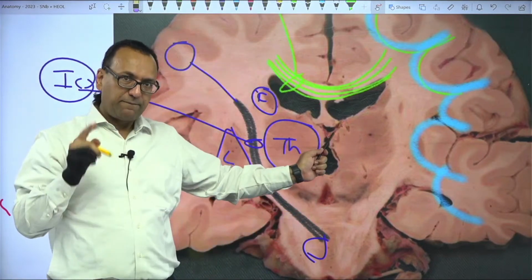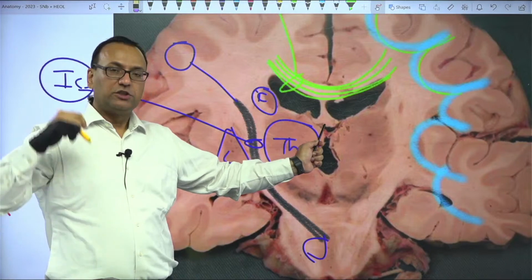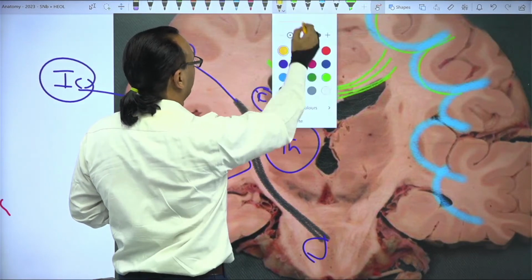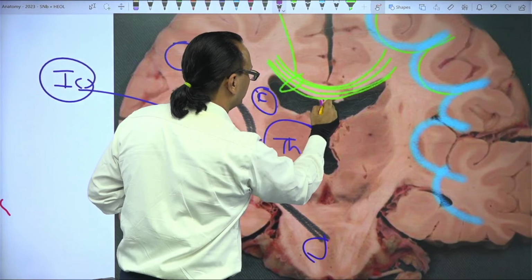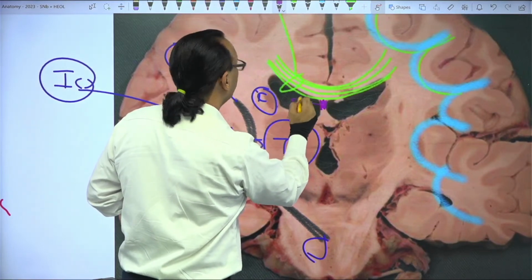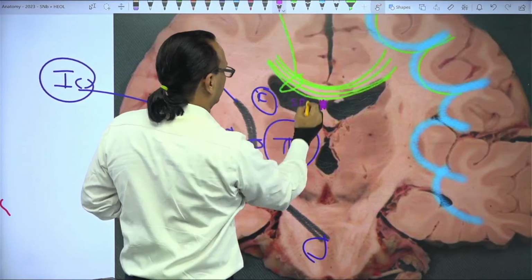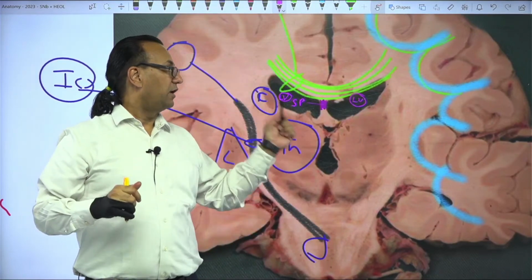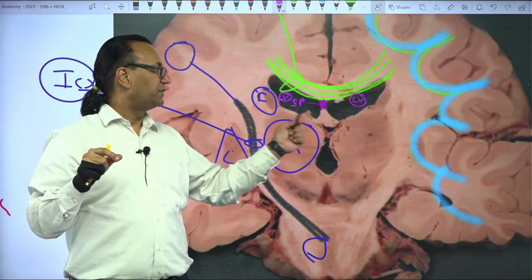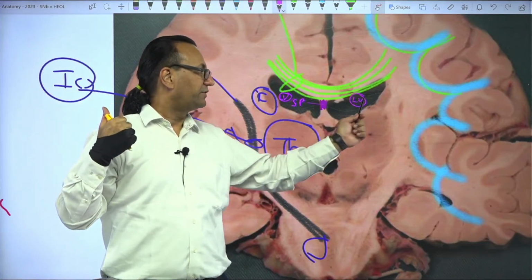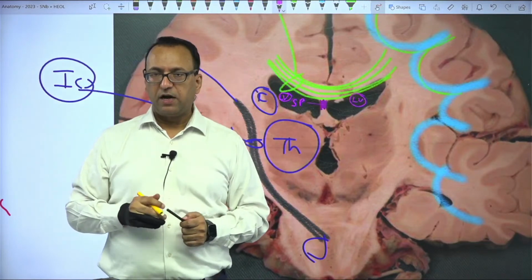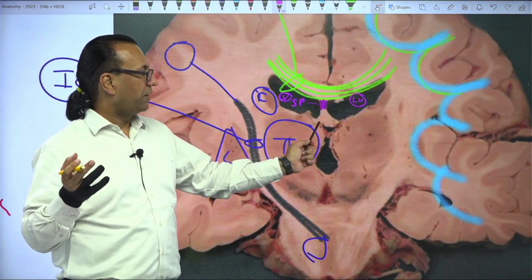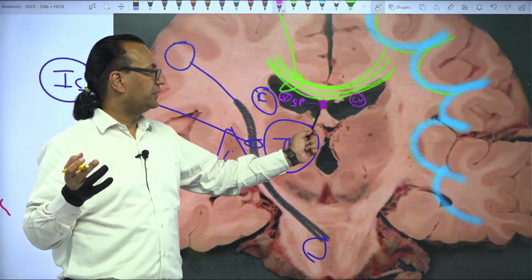So this is fornix. Remember, fornix is connected to corpus callosum by what is called the septum pellucidum, which is basically separating the lateral ventricle of one side from the lateral ventricle of the other side. Lateral ventricle, this dark color, is filled with CSF. So that dark colored structure filled with CSF on the right side, and on the left side, separated by septum pellucidum. And what is septum pellucidum doing here? It is lying between corpus callosum superiorly and fornix inferiorly. So this is fornix, that is septum pellucidum, that is the corpus callosum.